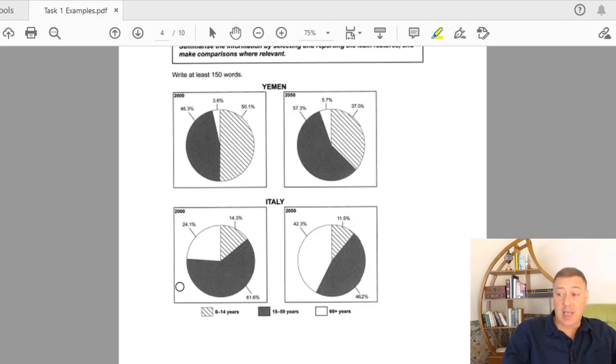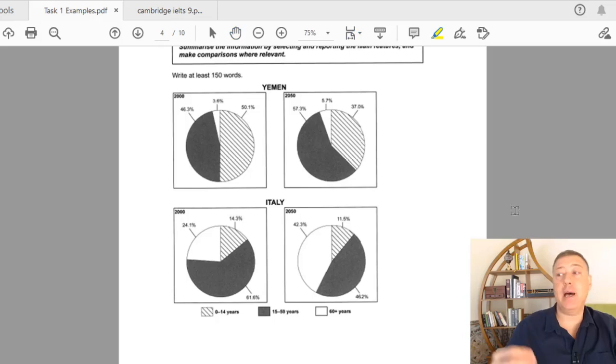And if we look at the same information in Italy, people aged 60 or more is forecast to increase, while the other 2 population groups are forecast to decrease. Again, we've already mentioned what those are, 0 to 14 and 15 to 59. So again, we've talked about the main changes that are going to happen, right? So it's essentially what's increasing and what's decreasing in each of these countries. For the overview in this one, the simplest thing to do is simply choose what happened in each category in each country and talk about that.